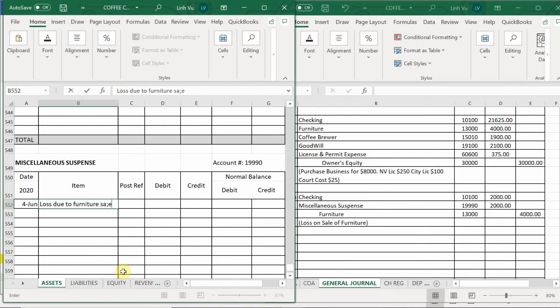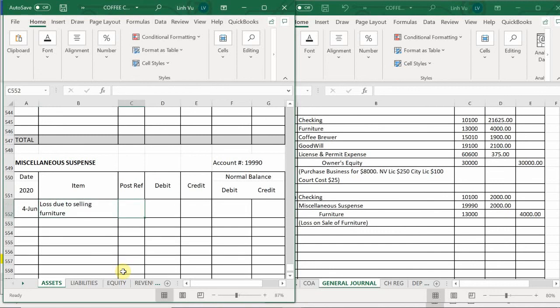Okay, loss due to selling furniture. Now post reference once again. This transaction happened on the first journal page. And now let's talk about this. Is this a debit or a credit? It's a debit. It is a debit for $2,000.